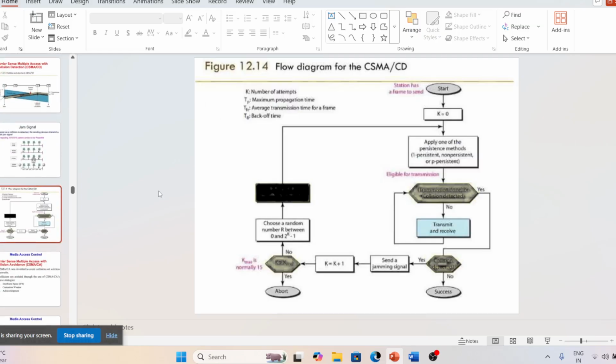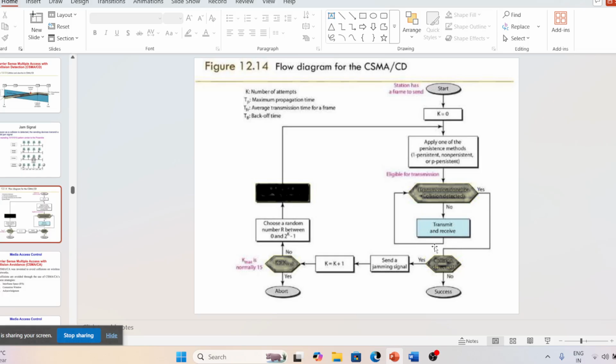Okay. And this graph we have discussed. So here, let's suppose a station wants to transmit a message. So initially, we will use 1-persistent, non-persistent, or p-persistent method. Then it will check whether there is any collision detection or not. If it is no, then it is going to transmit the data. Then it will check the next time whether there is a collision or not. If it is no, then again it is going to send. So like this, bit by bit, it is going to transmit.